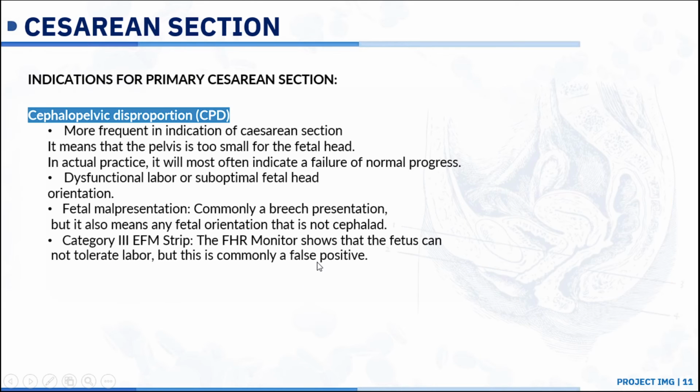of the uterine incisions. Cesarean sections, indications for primary cesarean sections. Cephalopelvic disproportion, CPD, is the most frequent indication for cesarean sections. It means that the pelvis is too small for the fetal head. In actual practice, it will most often indicate a failure of normal progress, dysfunctional labor or suboptimal fetal head orientation. Fetal malpresentations, commonly breech presentations, but it also means any fetal orientation that is not cephalic. Category 3 EFM strip. The FHR monitor shows that the fetus cannot tolerate labor, but this is commonly a false positive.